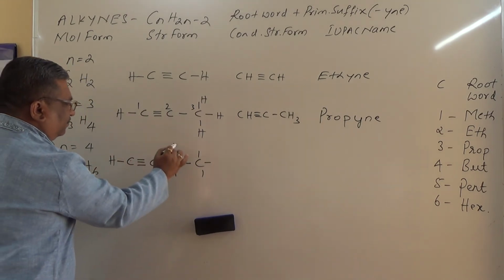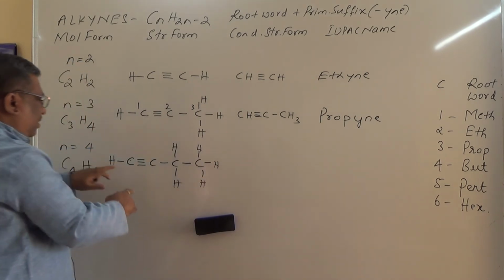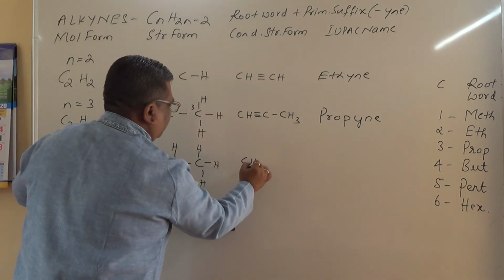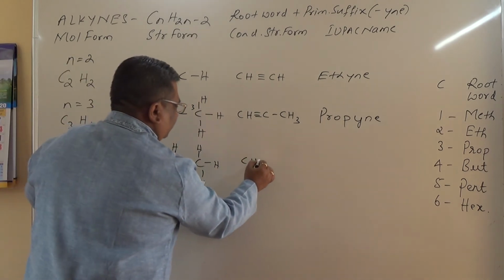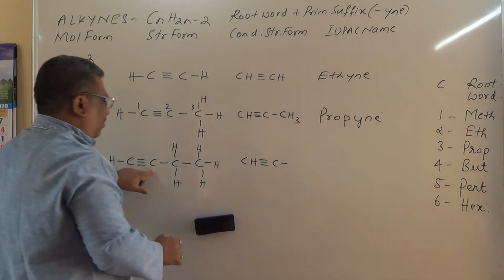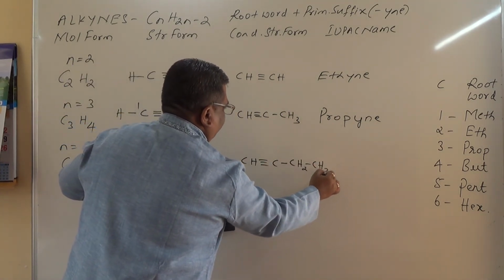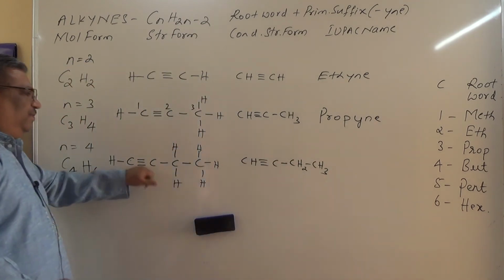Hydrogen. CH triple bond C, single bond CH2, CH3, 1, 2, 3, 4 carbon atoms.